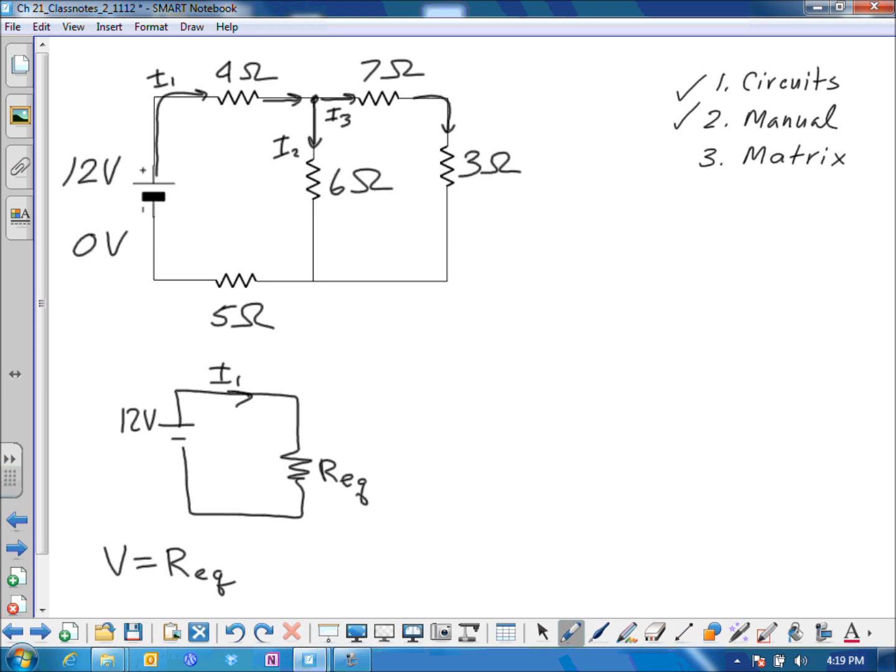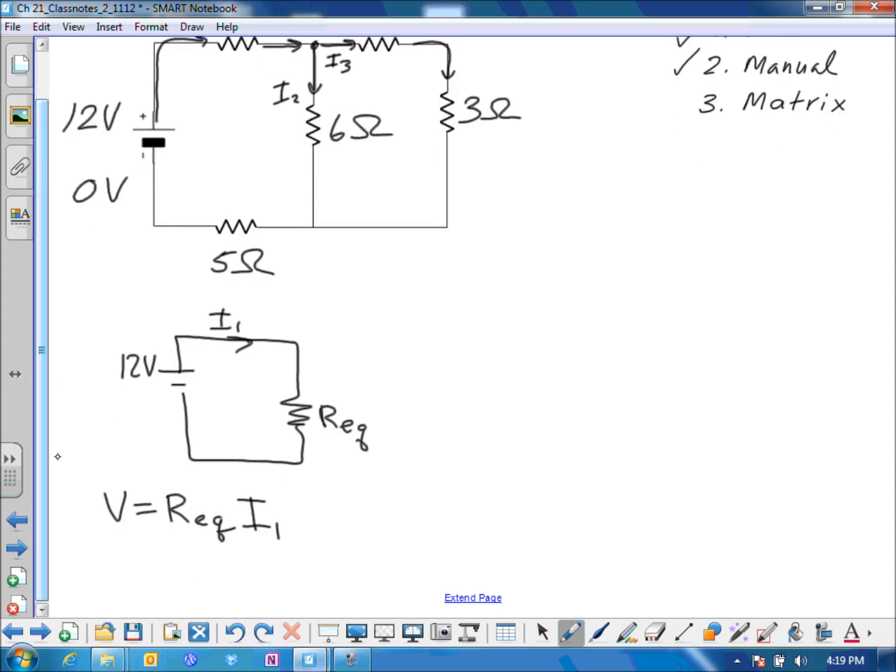V equals I times R, and so I1 would be equal to the voltage, which we know, over the equivalent resistance, which we're about to find.